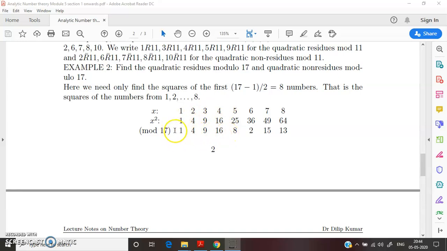So the remainders are the same up to that, and 5 square is 25, so the remainder is 8. 6 square is 36, the remainder is 2. 7 square is 49, so the remainder is 15, and 8 square is 64, the remainder is 13. Then 9 square will be the same as 8 square, 13, and 10 square will be the same as 7 square, that is 15. Like that it will go in the reverse order. That is, if this is k, then the remaining numbers, that is p minus k, will give the remainders in this order.